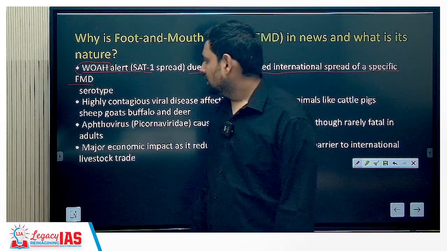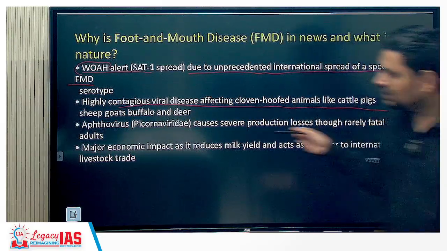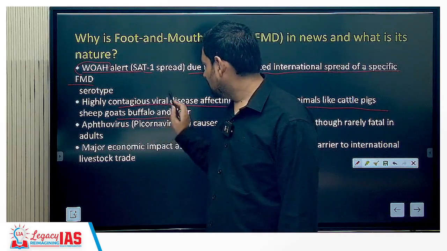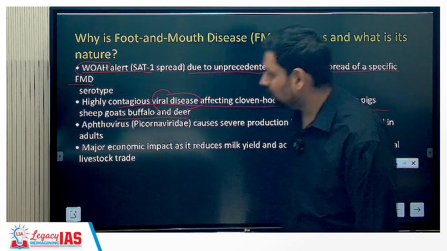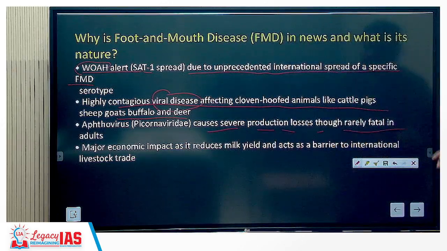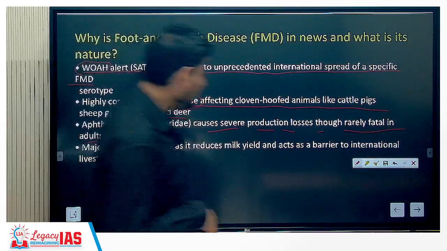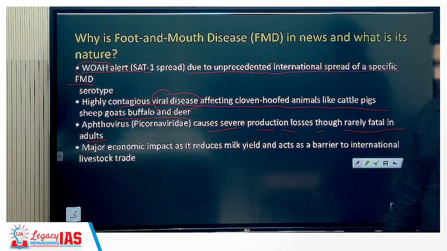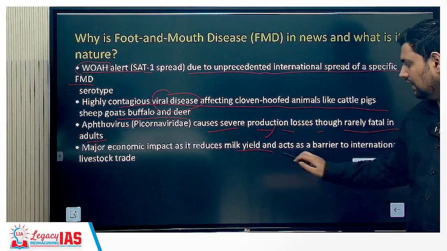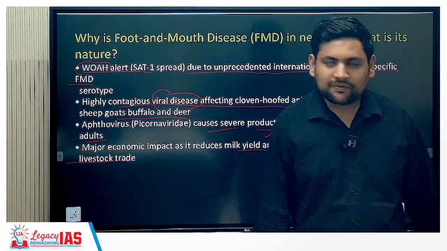Highly contagious viral disease affecting cloven hoofed animals like cattle, pigs, sheep, goat, buffalo, deer, all this. Understood? This is a viral disease. Next thing that you have to remember, this is a particular type of virus which causes severe production losses, rarely fatal in adults. It is not fatal but leads to production losses. Then major economic impact as it reduces milk yield, same thing, production losses, and acts as a barrier to international livestock trade. Correct?